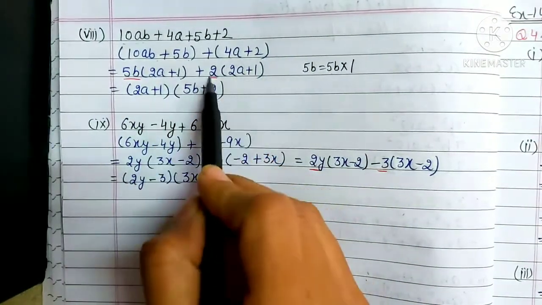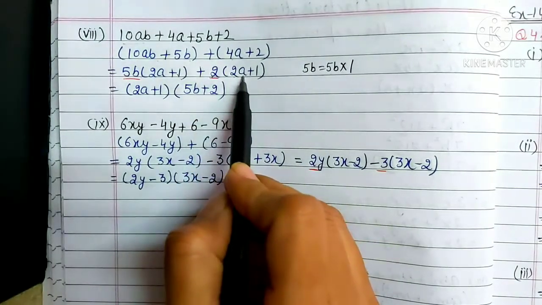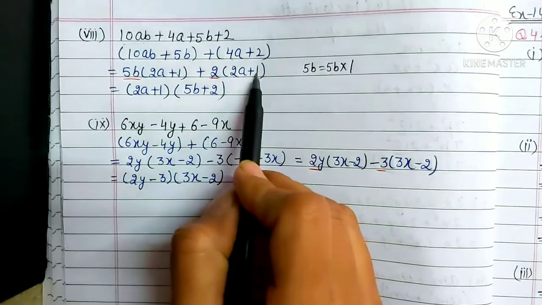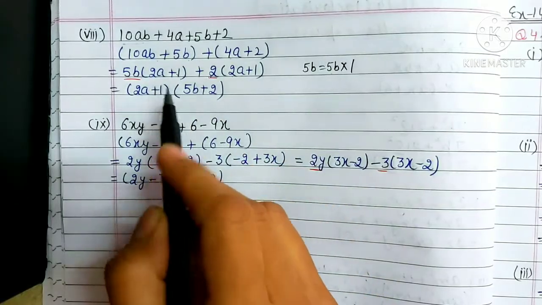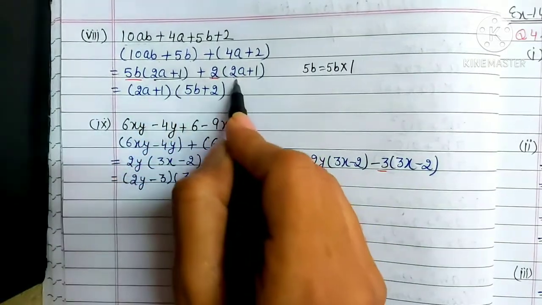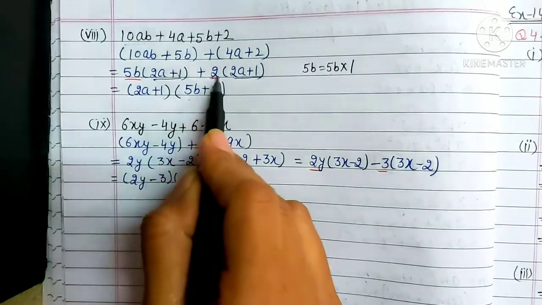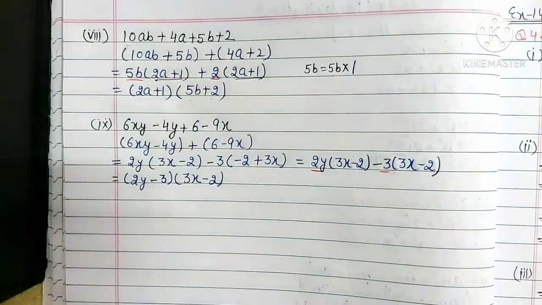So from these two terms we can take 2 common. So what is left? 2a, and if I take 2 common, then only 1 will be left, as 2 I can write as 2 multiply 1. Now students, observe 2a plus 1, 2a plus 1 is the common factor. Then what is left? 5b plus 2 is left. So this is the factorization of this expression.